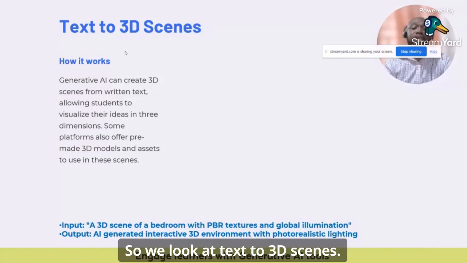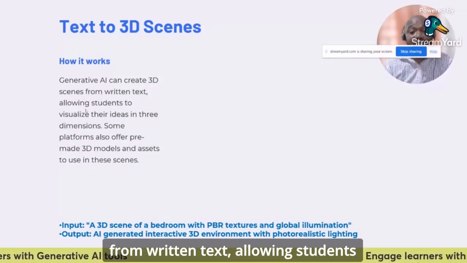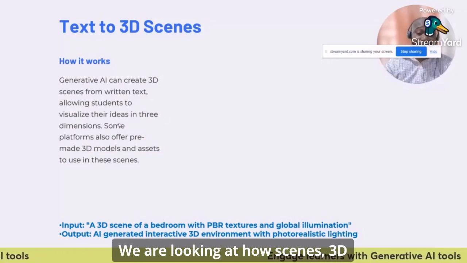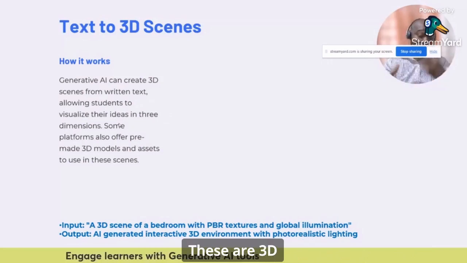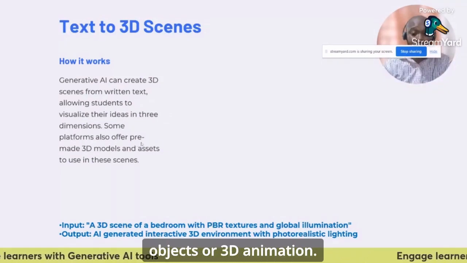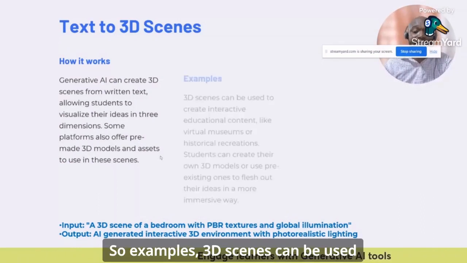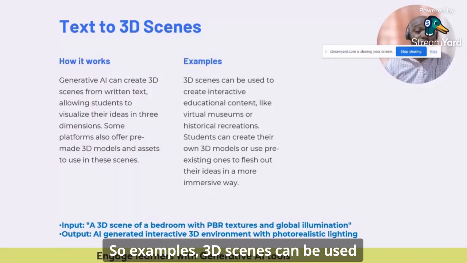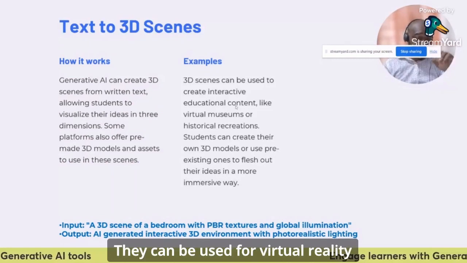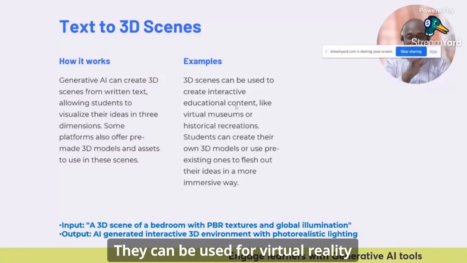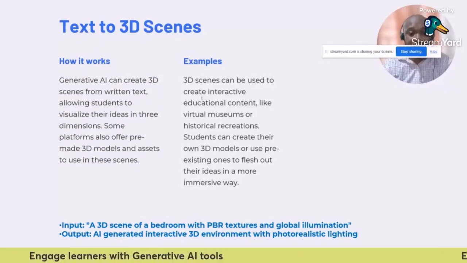So we look at text to 3D scenes. How does it work? Generative AI can create 3D scenes from written text, allowing students to visualize their ideas. So we're looking at how 3D scenes can be created. It's different from videos. These are 3D objects or 3D worlds or 3D animations. Some platforms also offer pre-made 3D models and assets, right? So examples, 3D scenes can be used for gaming platforms. They can be used for making animated movies. They can be used for virtual reality or augmented reality environments.